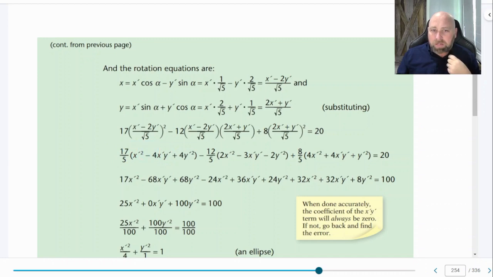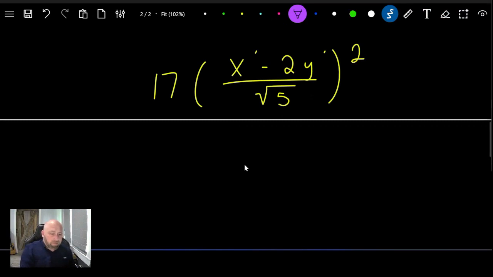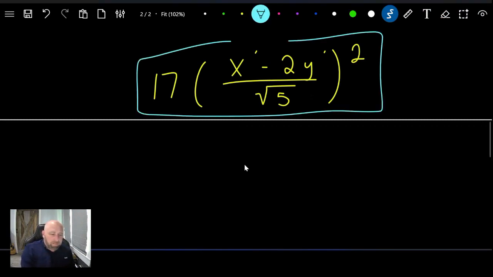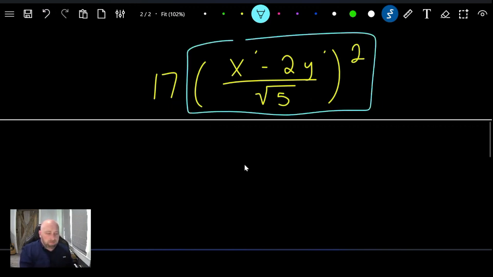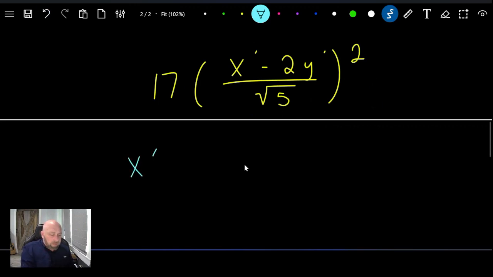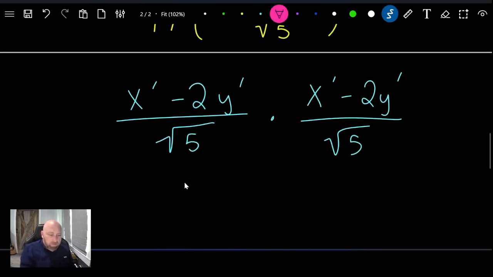Let me show it to you, and I think that I can make it make sense to you. All right, so here it is. This is what they give you, and then all of a sudden it looks totally different. So how do we solve this? Well, we're going to do order of operations right here. So we're not going to do the times 17 yet. We're going to do this square first. So we're going to do x prime minus y prime over square root of 5 squared times x prime minus 2y prime over square root of 5. So we're just going to multiply these two things out.